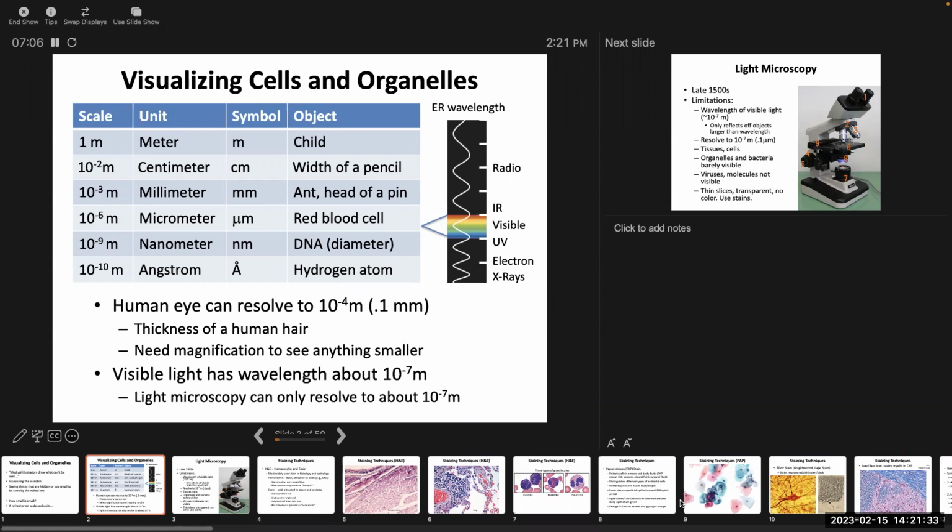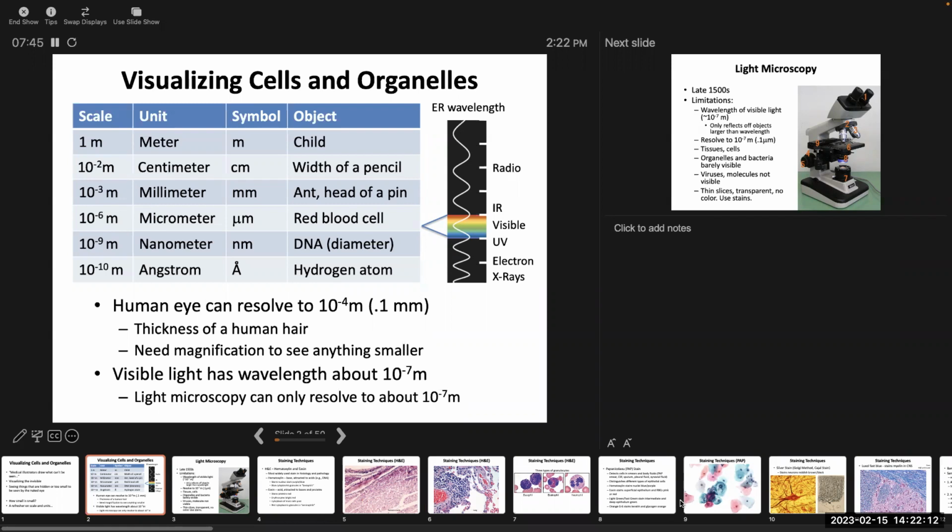The human eye is capable of seeing something that's about the size of 1/10 of a millimeter, 0.1 millimeters, or 10 to the minus 4 meters. So like 1/10,000th of a meter. Now that's approximately the thickness of a human hair. So, of course, you hold up a human hair in front of you, most people can see that, but you get anything significantly smaller than that, and it's just not going to be visible to the naked eye. So anything below about 10 to the minus 4 meters, you need some form of magnification to be able to see it.